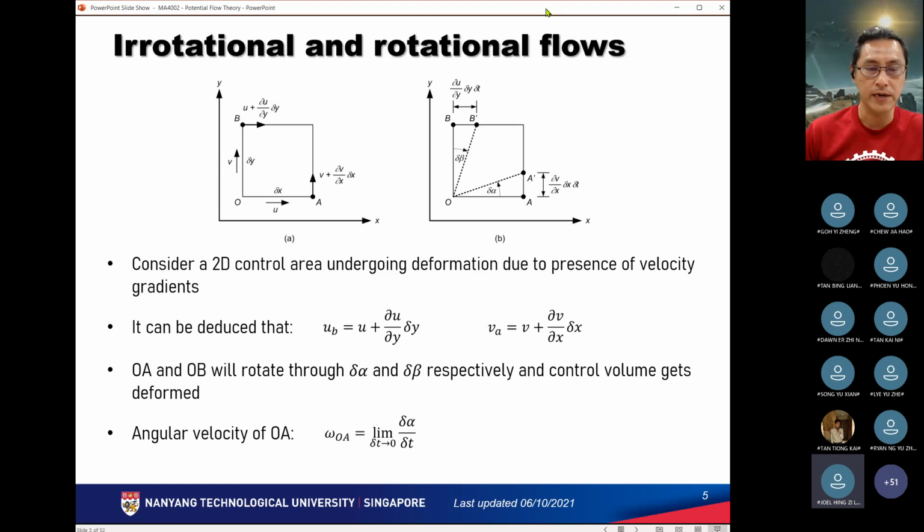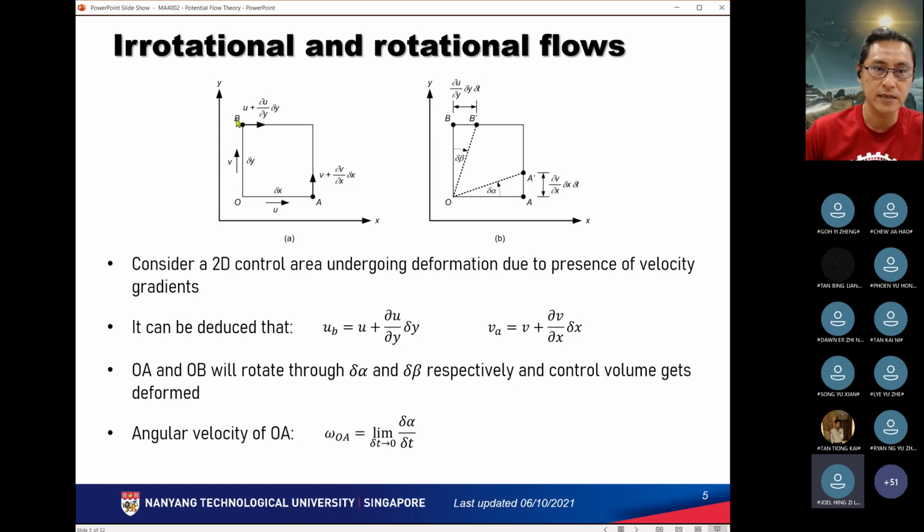Now to explain this better, let's take a look at this control area or control volume. Let's assume it's unit length into the paper, so it's essentially 2D. Or you might want to assume that it's infinite length into the paper. That's fine as well. We're going to have an X and Y coordinate system, and let's say the fluid area, or 2D control area, can be represented by this rectangle here. Let's say we label this vertex as O, this vertex as A, and this vertex as B.